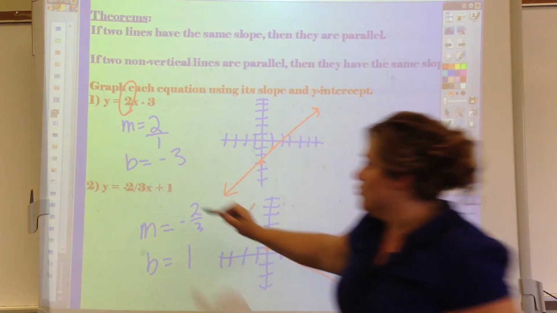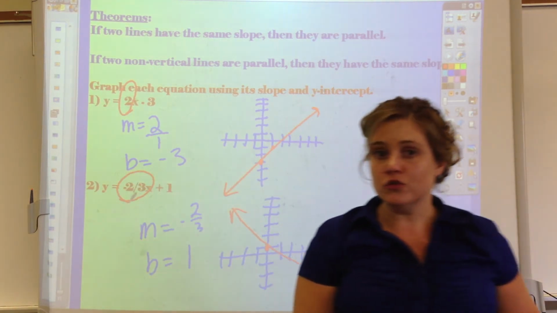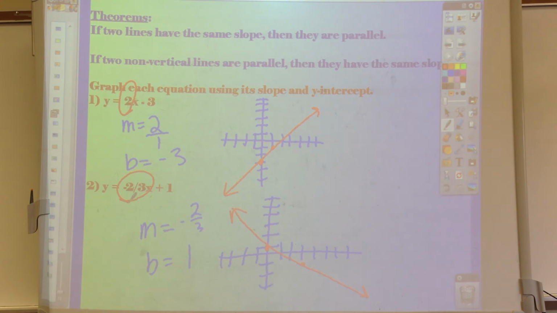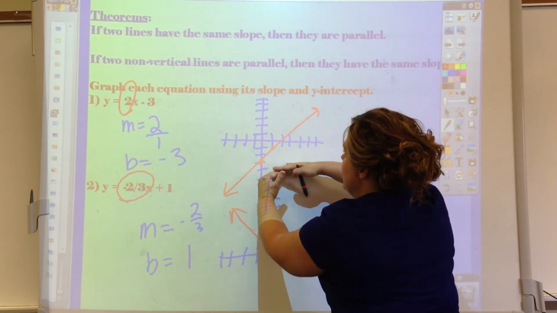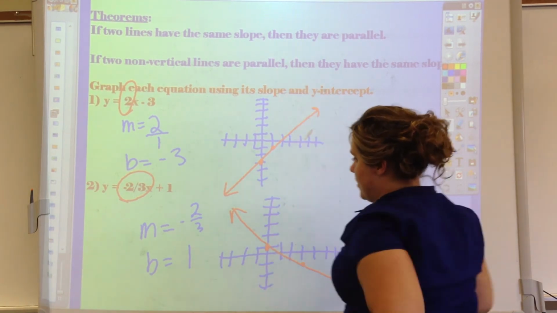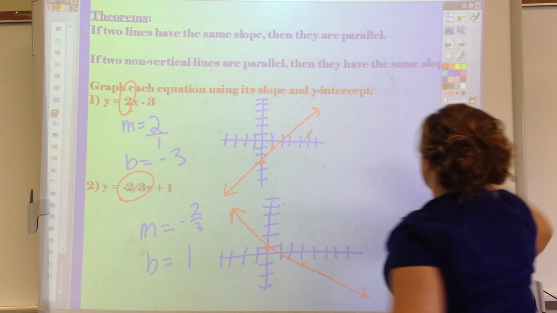Any line with a slope of -2/3 would be parallel to number 2. Please notice that your domain, your x values, are all reals, and your range, your possible y values, are all reals. Same for this graph as well.